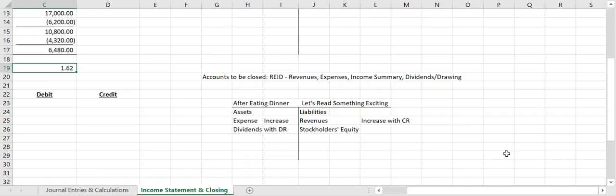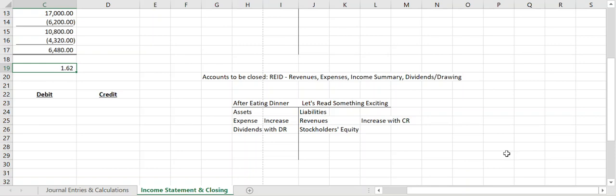On the other side, the L stands for liabilities, the R stands for revenues, and something exciting stands for stockholder equity. So we're thinking about common stock and preferred stock and retained earnings. Those are all those stockholder equity accounts that we're talking about. Those all increase with credits. So kind of a little quick refresher for you regarding debits and credits and how each type of account increases.